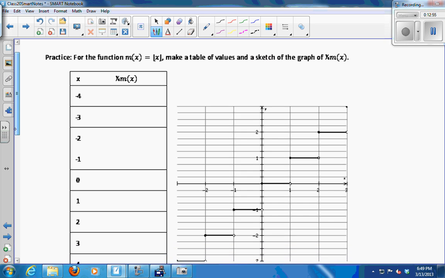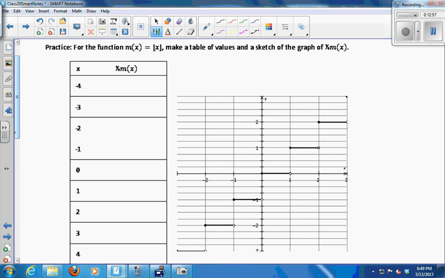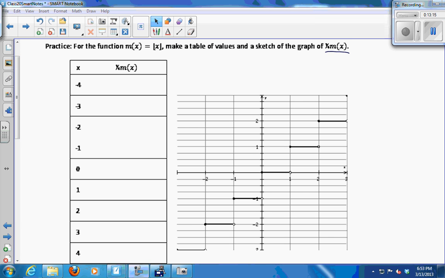All right, so here's one for you to practice. This is the greatest integer function. I want you to make a table, sketch a graph, and give an equation of 1/4 m of x, where m of x is the greatest integer function. All right, I know several people are still working, but I'm rushing us through a little bit.